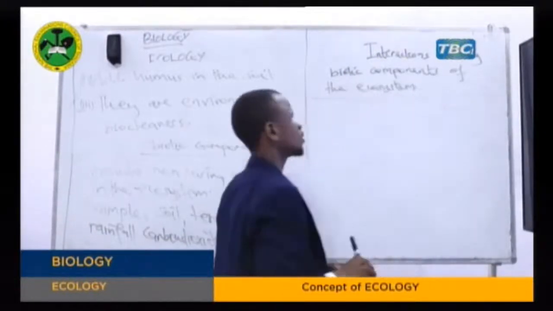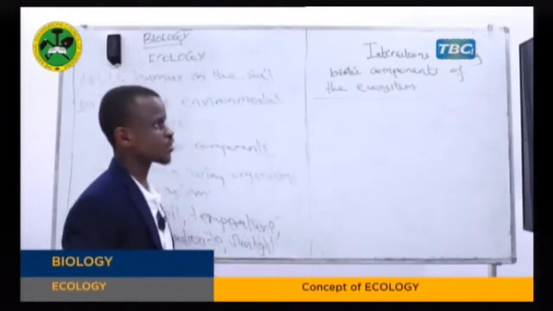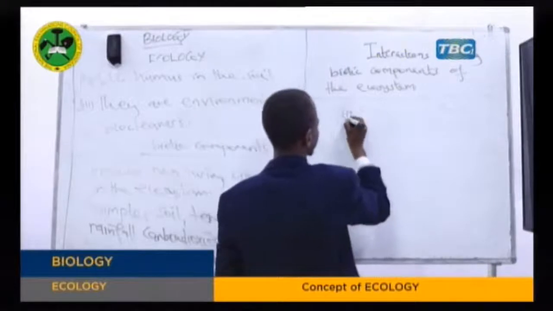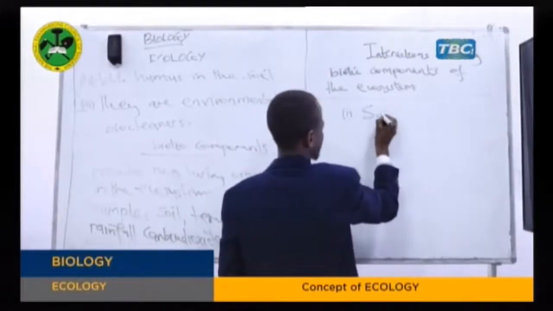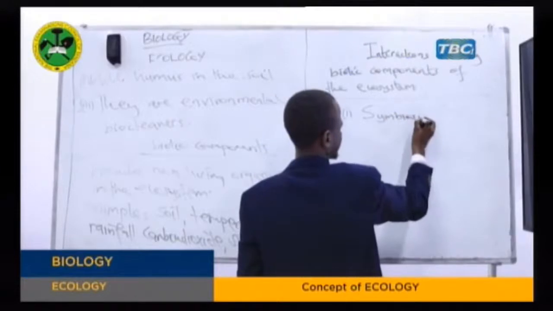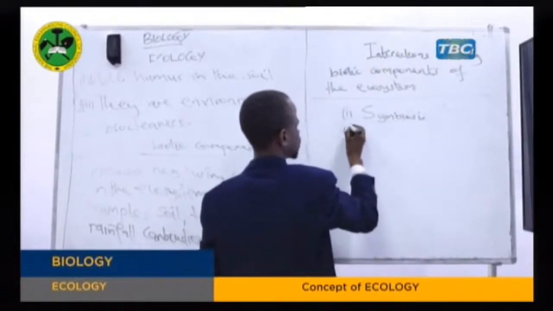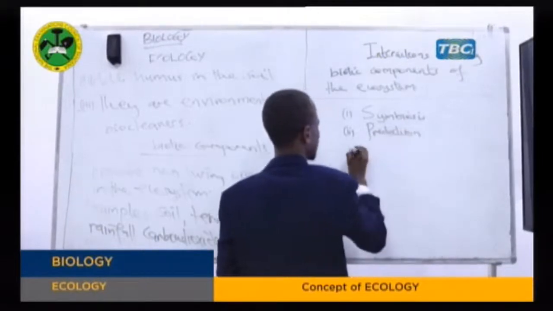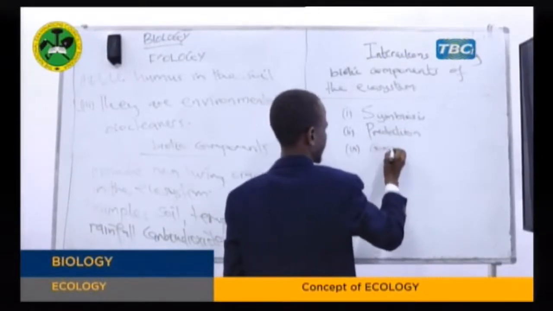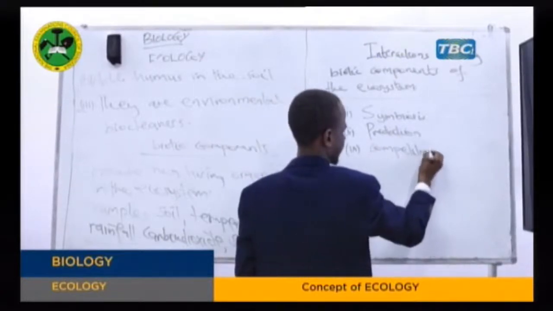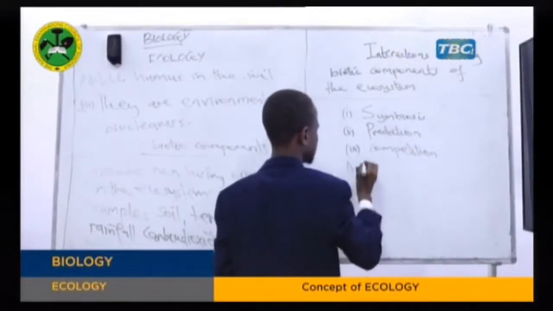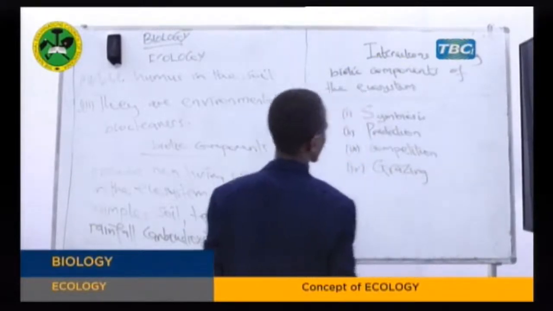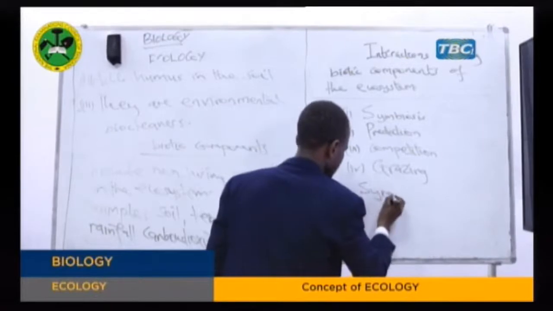There are 4 kinds of interaction among biotic components of the ecosystem, my student. One is symbiosis. Two is predation. Three is competition. And last is grazing. Let us start with symbiosis.